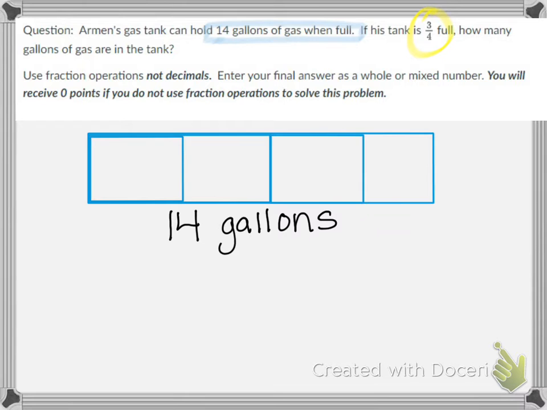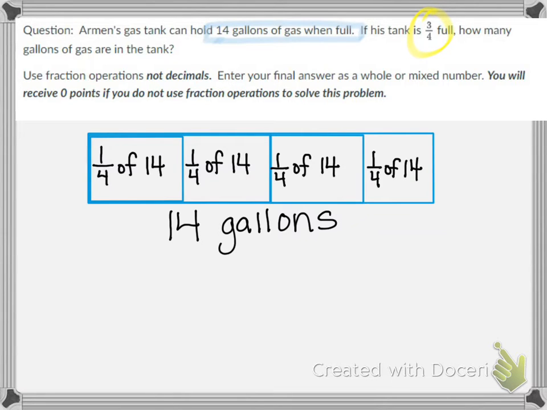So I've taken the 14-gallon tank and split it up into 4 equal pieces. So each piece represents 1/4 of the 14 gallons. So each of these 4 smaller sections represents 1/4 of 14. So I basically have 4 copies here of 1/4. Well, let's figure out what each copy represents. So I need to know what 1/4 of 14 is.